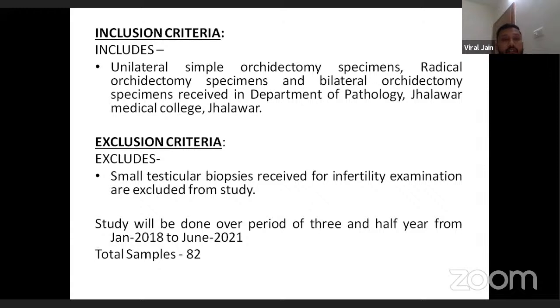Inclusion criteria for this study include unilateral simple orchidectomy specimens, radical orchidectomy specimens, and bilateral orchidectomy specimens. It excludes small testicular biopsies received for infertility examination. The study will be done over a period of 3.5 years, from January 2018 to June 2021. In this period, we have taken 82 samples into consideration.